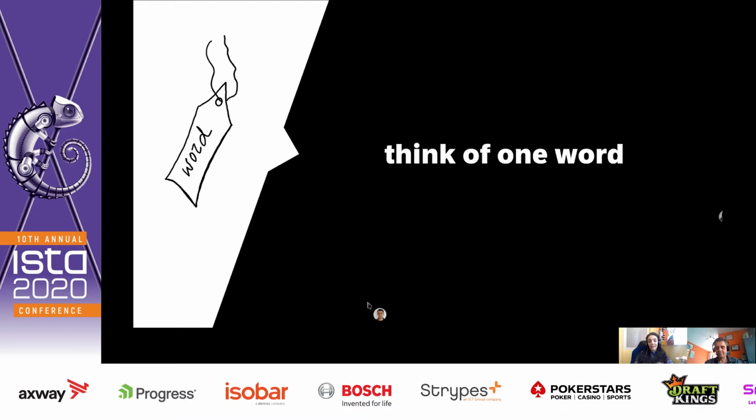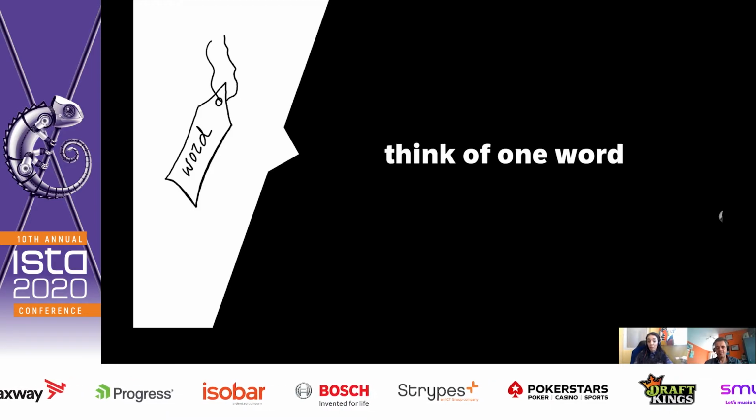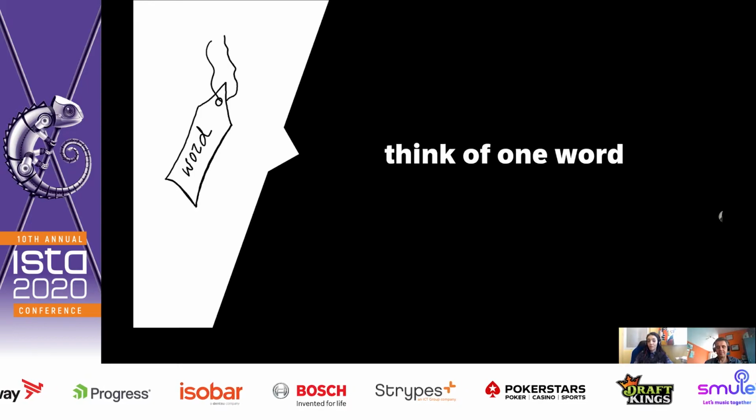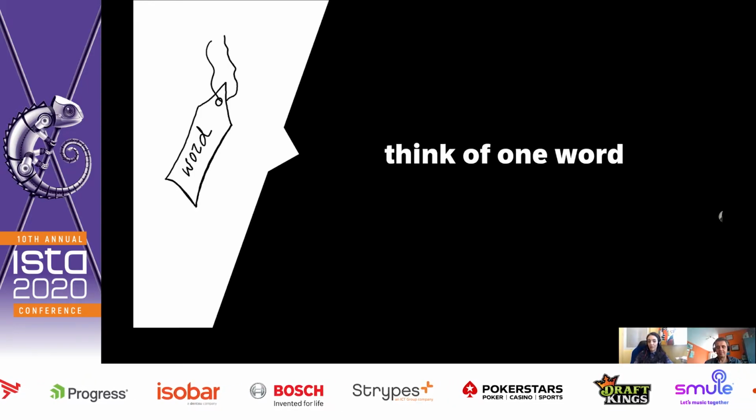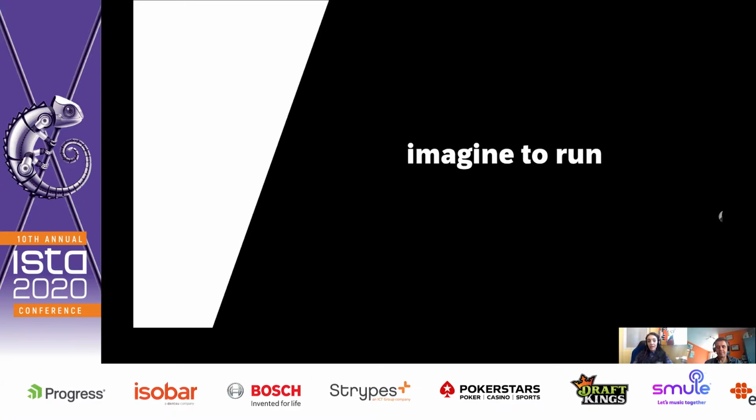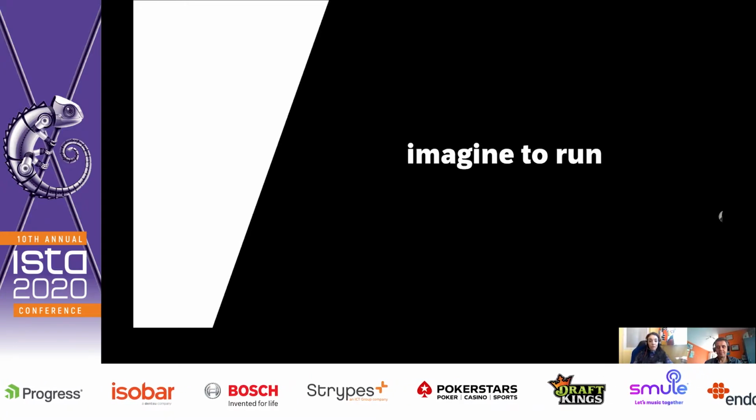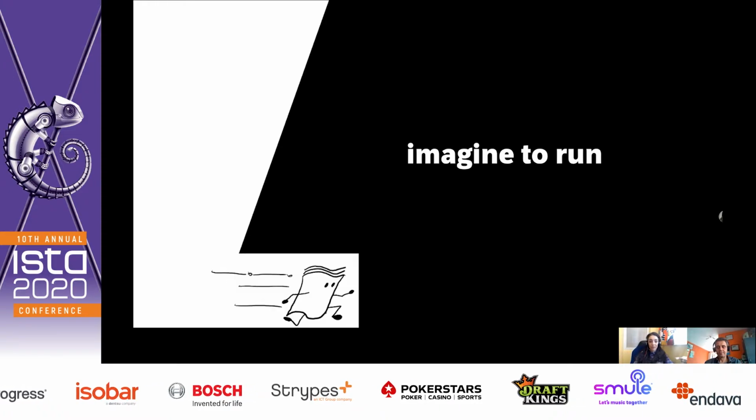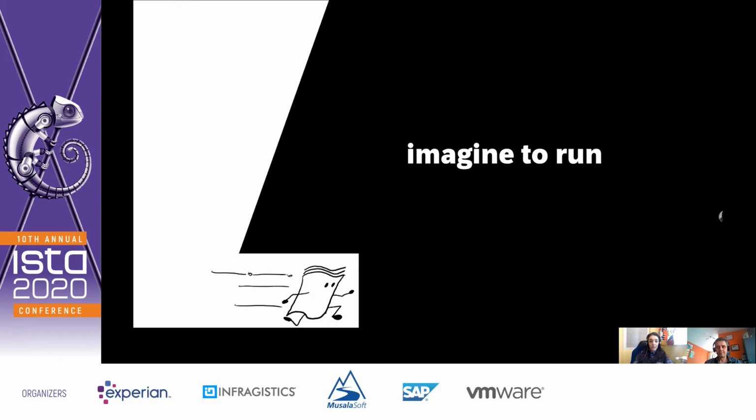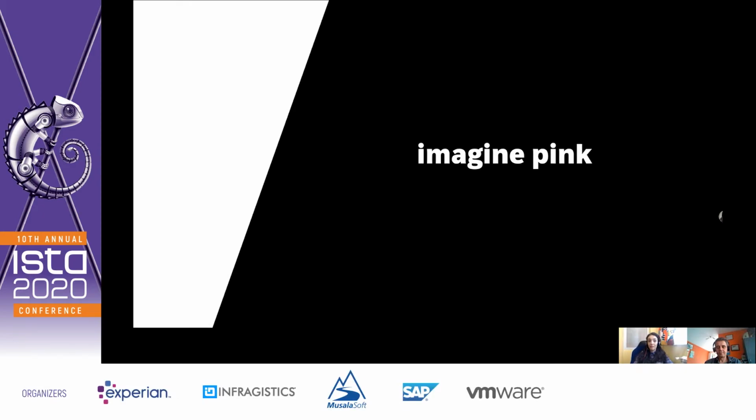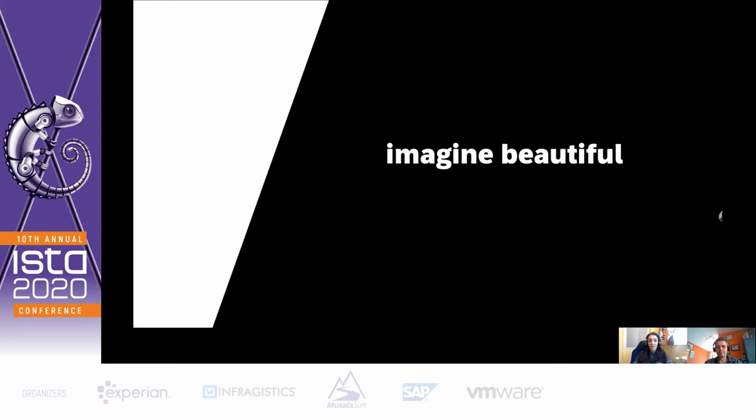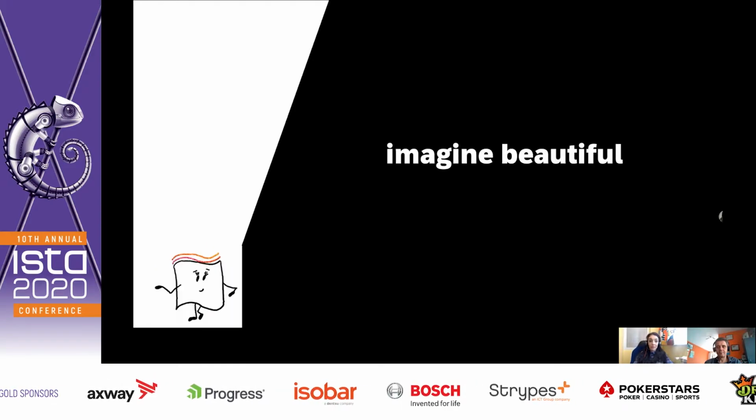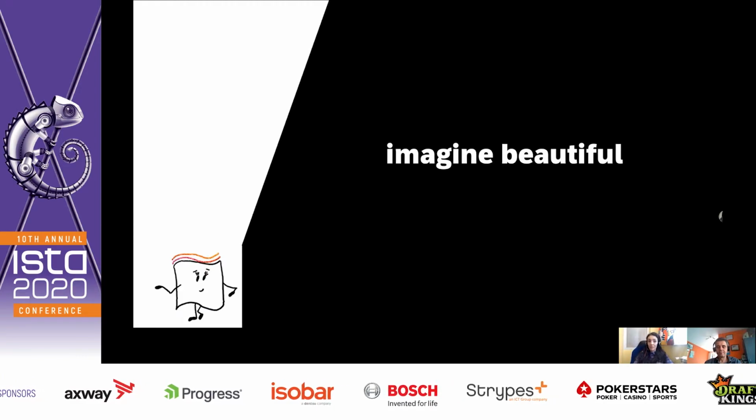Okay. I want to ask you to think of one word. No matter what word, just remember that word. You'll see why in a minute. Now, imagine to run. You can't imagine the action without an object, right? Something is running. Now, imagine pink. Again, you need something to apply the color on. Something is pink. Imagine beautiful. Something or someone must be beautiful.